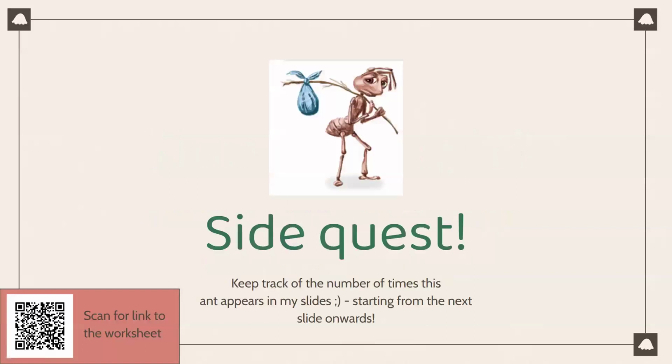There is also a bit of a side quest that I have here for you. I know this is a pretty popular meme, and there's a reason why I've chosen this sad looking ant. It has to do with our passage. You will be seeing this guy throughout the lesson on my slides. Please keep track of the number of times this ant appears in my slides. He may appear once on a slide, he may appear twice. Just keep track of the number of times, starting from the next slide onwards. So this slide doesn't count.